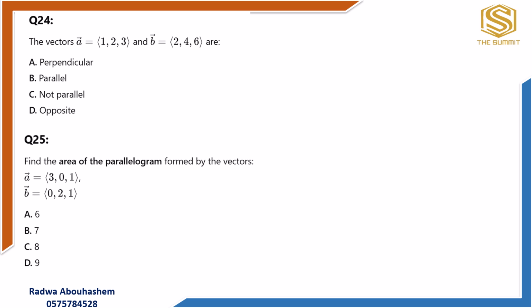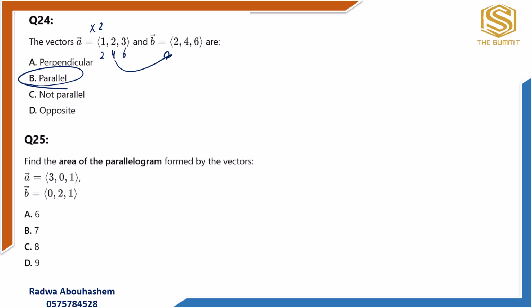Question 24 is asking you if the two vectors here are perpendicular, parallel, not parallel, or opposite. Let me give you a tip here. If you are checking whether they are parallel, check first if they are multiples of each other or not. So let me check here. If I multiply the vector A, it would be 2, 4, 6. So it's a multiple. So yes, they are parallel.